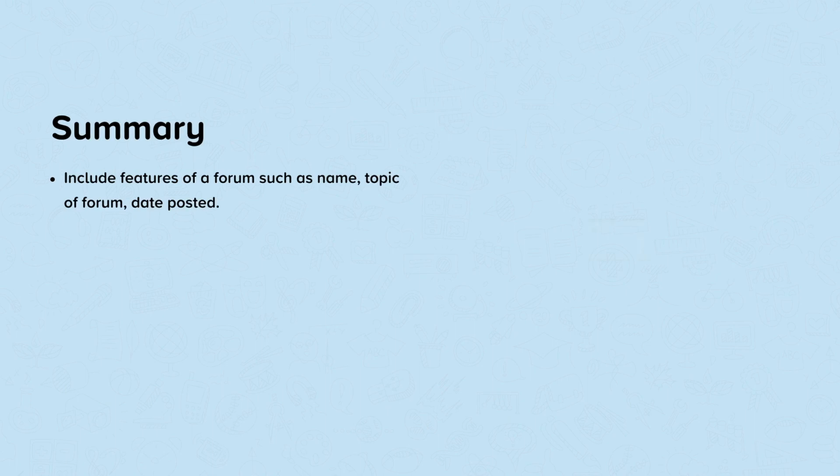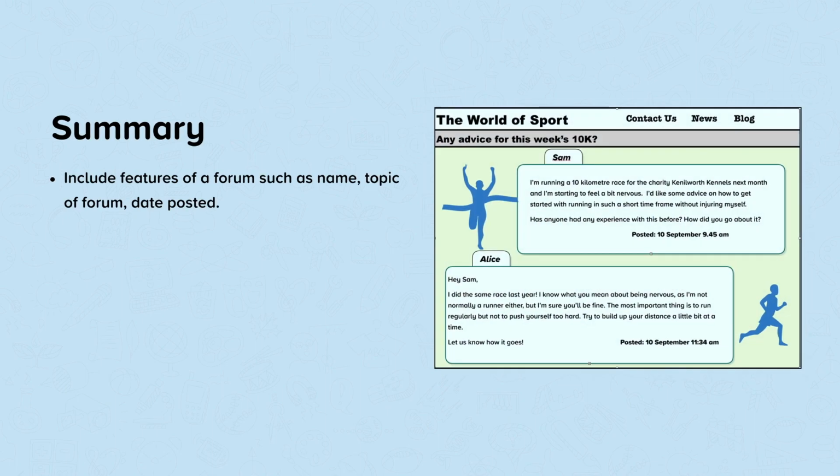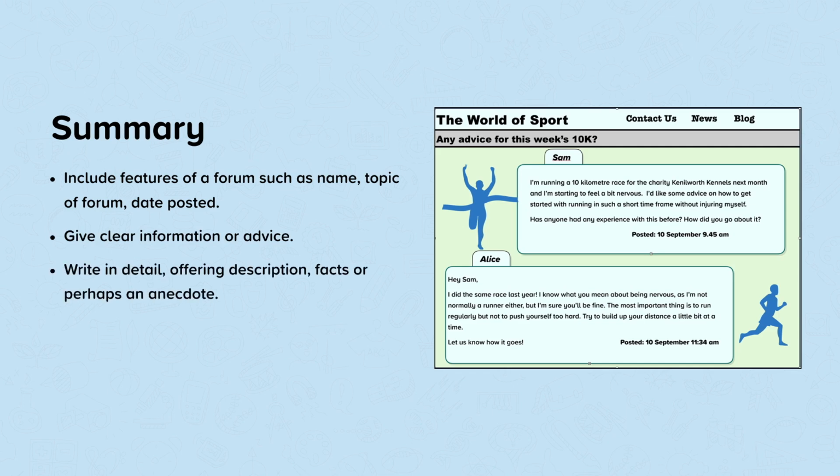Let's finish by summarizing everything we've learned. You need to include features of a forum, such as your name, the topic of the forum, and the date that you posted your comment. In a forum, you should give clear information or advice. You should write in detail, offering description, facts, or perhaps an anecdote. And you should use informal or chatty language, but you should not use slang.